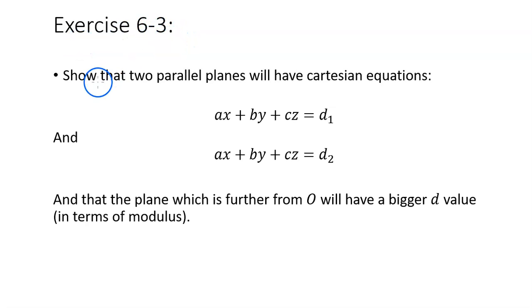Exercise 6.3. Show that any two parallel planes will have Cartesian equations ax plus by plus cz equals d1 and ax plus by plus cz equals d2, and that the plane which is further from the origin will have a bigger d value in terms of modulus. So what I mean is like -5 is bigger than 2 in terms of modulus, because the modulus of -5 is bigger than the modulus of 2.